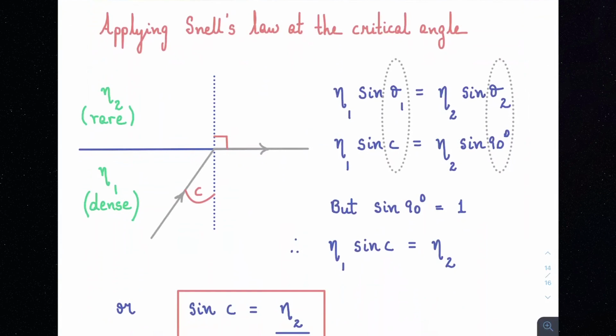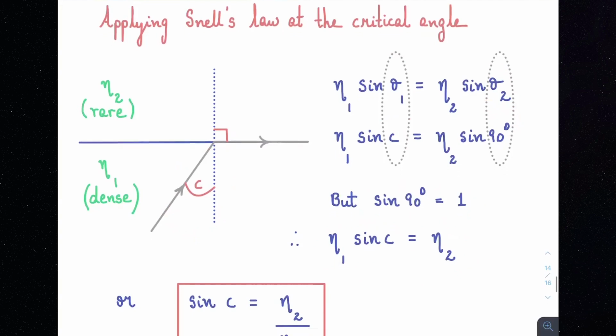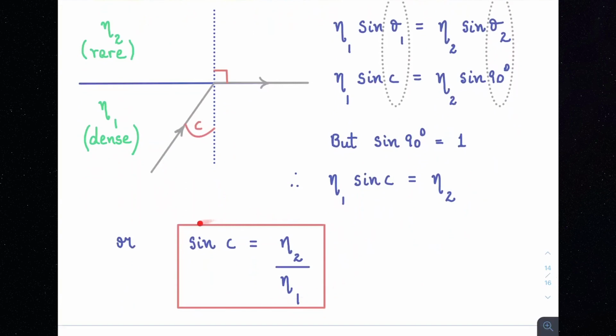Now, we are going to apply Snell's law at the critical angle. So, if we recall Snell's law, eta 1 sine theta 1 is equal to eta 2 sine theta 2. Now in this case, theta 1, representing the angle of incidence, is the critical angle, as shown here. Whereas theta 2, which is the angle of refraction, is 90 degrees. But sine 90 degrees is 1. So we simply have eta 1 sine c is equal to eta 2. Or if we arrange this a bit, we get sine c is equal to eta 2 divided by eta 1. So the ratio of refractive index of medium 2 to that of medium 1.